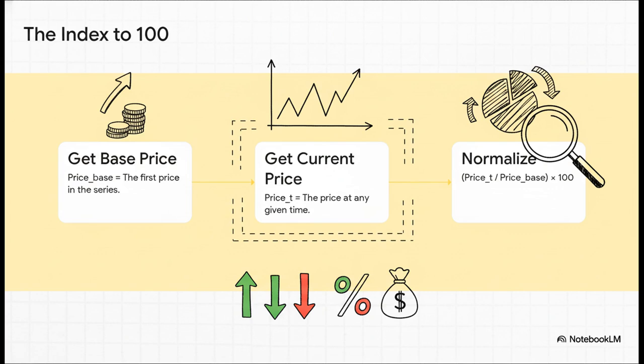And you know what? The formula to do this is incredibly simple. All you do is you take the current price, you divide it by whatever your starting price was. We call that the base price. And then you just multiply the whole thing by 100. That's it. The number you get tells you the exact percentage growth from your starting point.